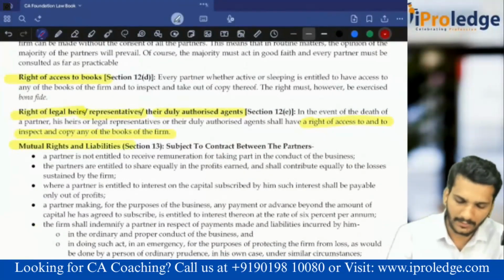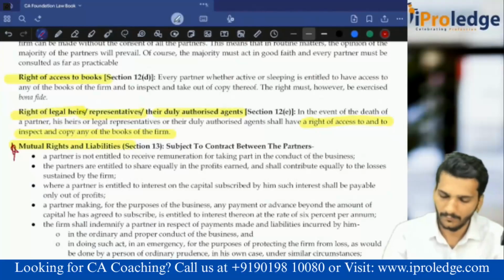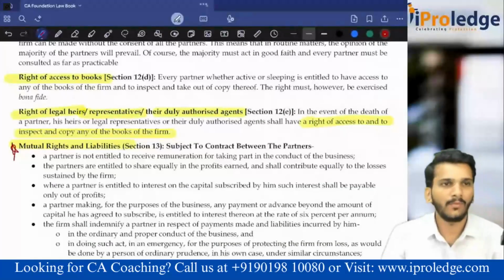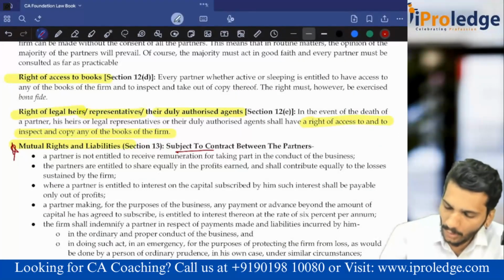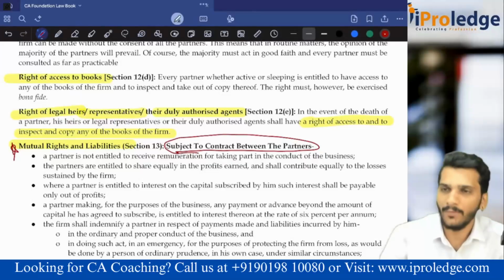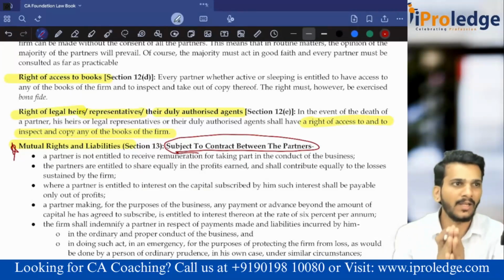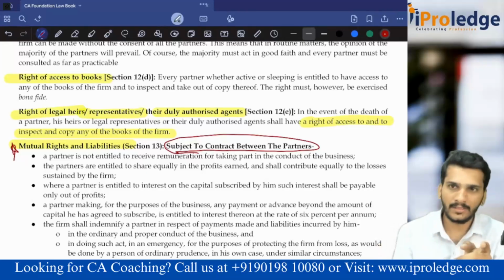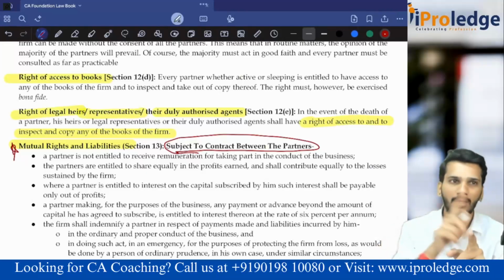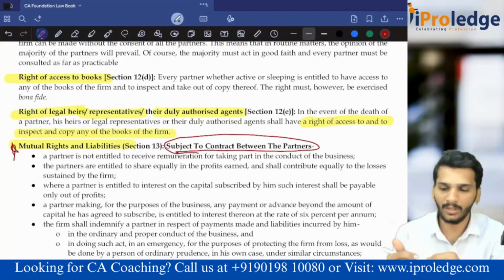This is important. Mutual rights and liabilities. See, everywhere the first words are "subject to the contract between the partners." That means whenever there is a contract between the partners, you pay utmost importance to the contract only. Don't come here. If there is no contract on what is your liability, what is your rights, then come here. That is what they are telling. Subject to the contract between the partners.